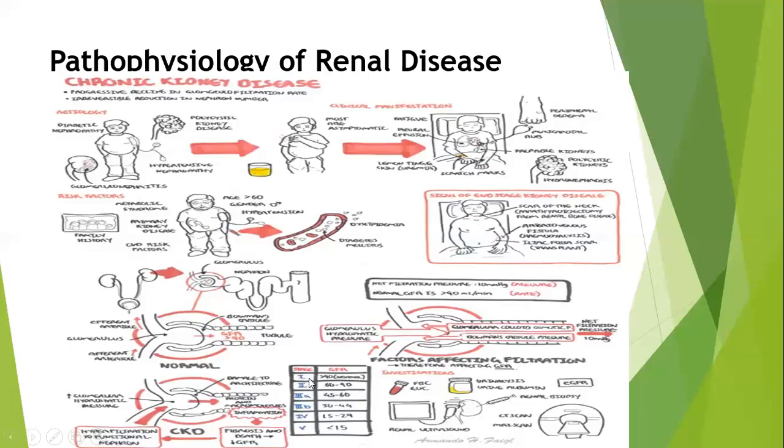Stage one means 90, okay, 90 and below 90. Stage two means 60 to 90. Stage three means 45 to 60, stage 3A, and stage 3B means 30 to 44. Stage 4 means 15 to 29. Stage 5 means end stage renal disease, ESRD, that is below 15. So more GFR means good. Less GFR, below 15, is typically end-stage renal disease.